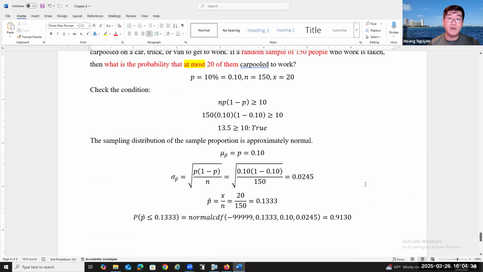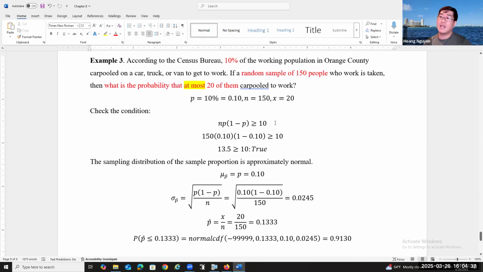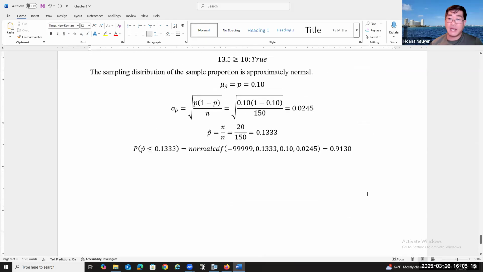You have to watch out: if you're using proportions, then everything needs to be in terms of proportion, both the sample proportion and the population proportion. The condition you want to double check for the normal distribution of the sample proportion is that n times p times 1 minus p must be greater than or equal to 10. After this condition is true, we can approximate the mean of the sample proportion, which equals the population proportion, and the standard deviation, which is given by the square root of p times 1 minus p over n. This is the conclusion of section 8.2.